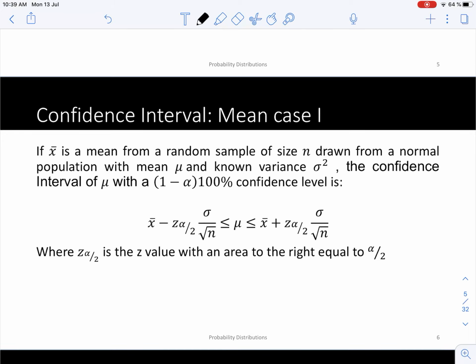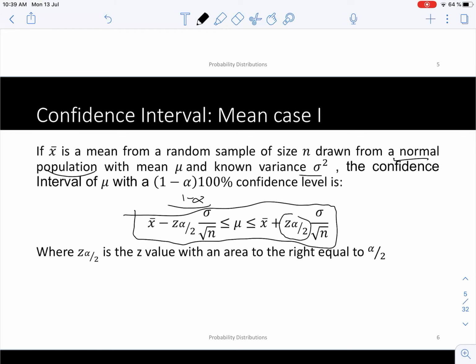Mean case 1, remember, is when the data comes from a normal population and the variance is known. We know sigma squared, right? Then the confidence level is defined as 1 minus alpha, and we can create a confidence interval using the normal distribution. Based on the assumptions, the sampling distribution will be the normal distribution. That's why if you check the equation, we have z.